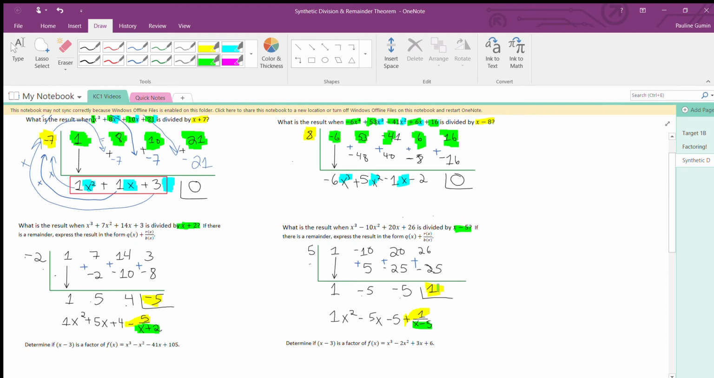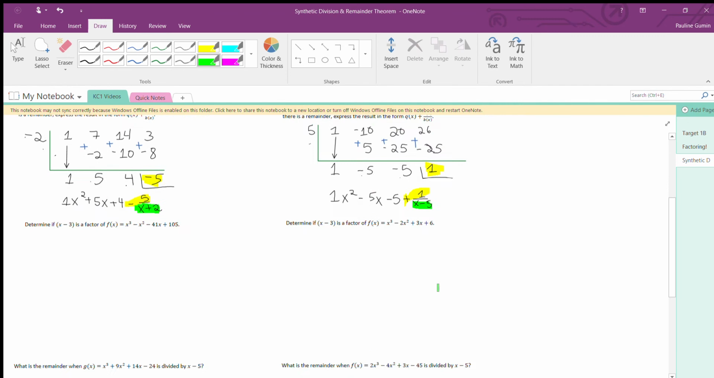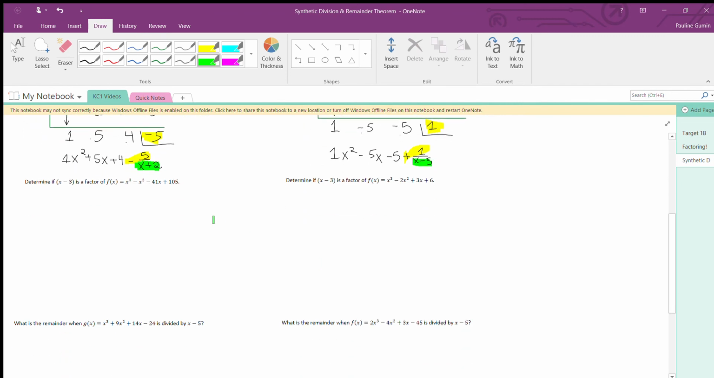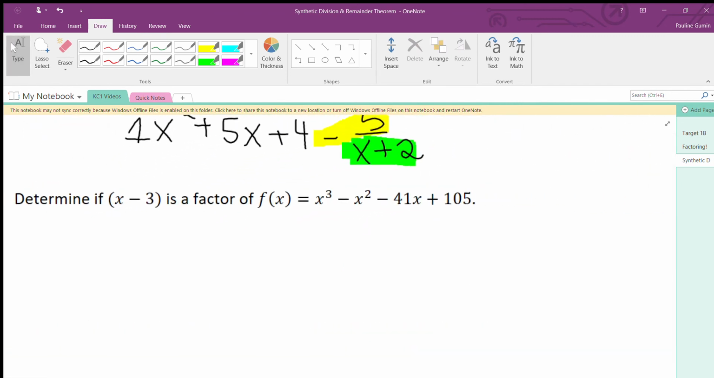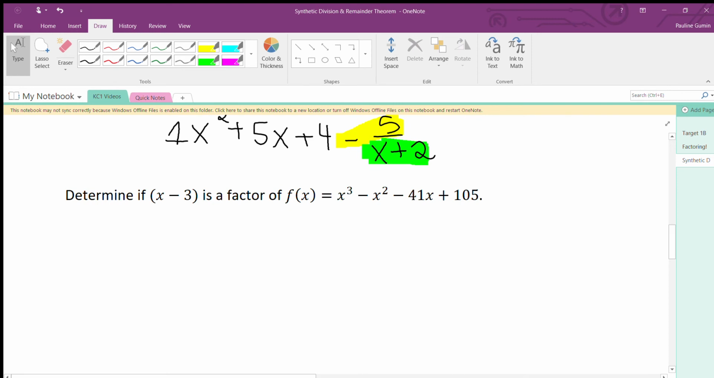All right, we've got a couple more problems. Let's do this. Okay, determine if x minus 3 is a factor of f of x equals x cubed minus x squared minus 41x plus 105. Wow. Okay, so, guess what we can use? Some synthetic division. Let's do it.